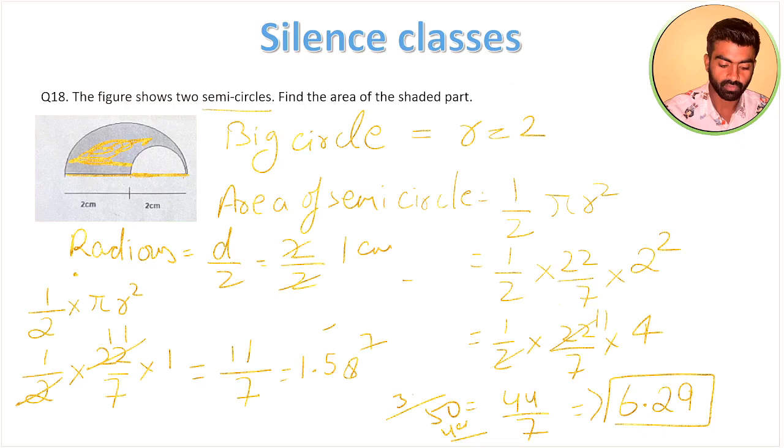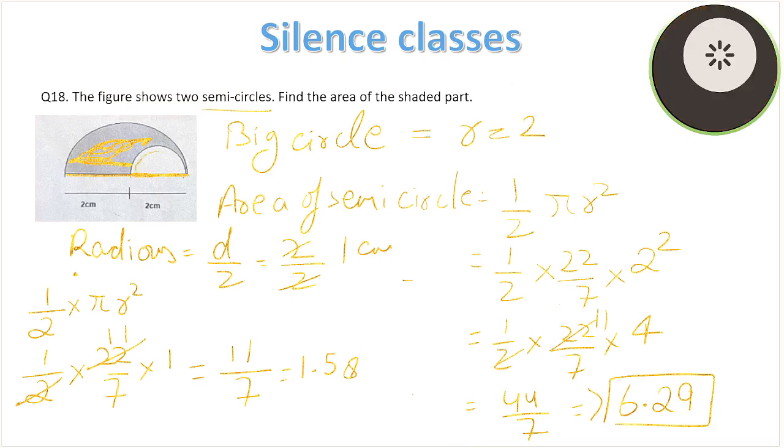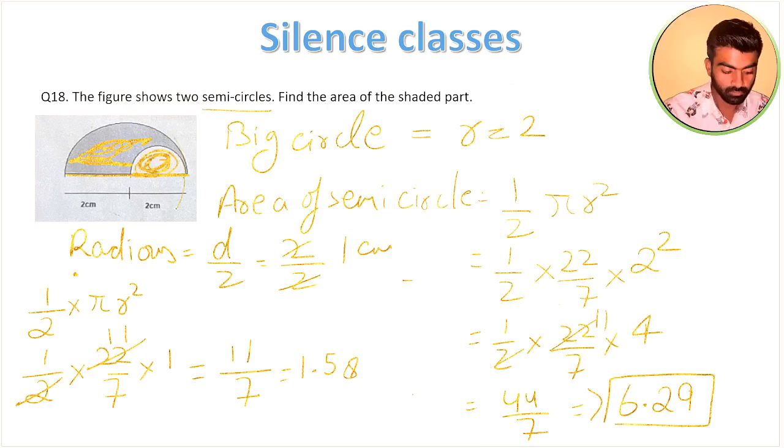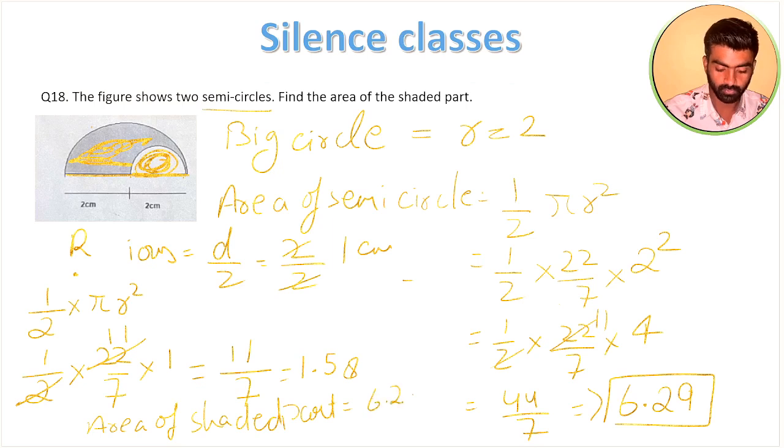Now what we have to find out is the area of the shaded portion. So I can subtract this from this. Then I will get the answer for the shaded portion, because I found the area of this, and we got the area of this big semicircle also. So just by subtracting the area of the smaller semicircle from the bigger one, I get the answer. Area of the shaded part is equal to 6.29 minus 1.58.